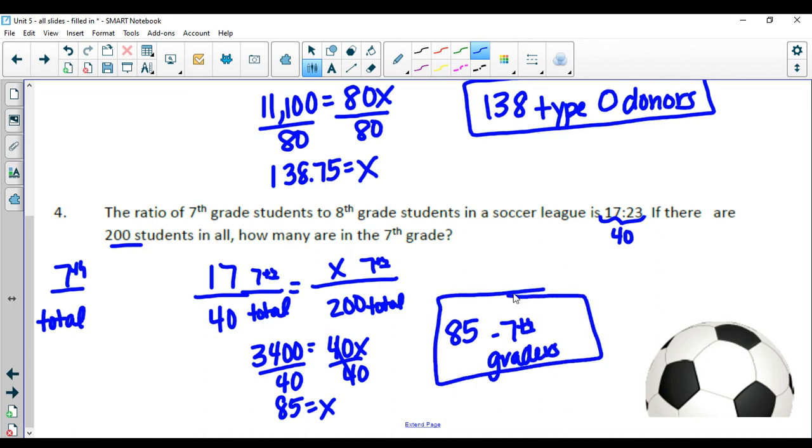And that's it for your lesson on solving proportions.